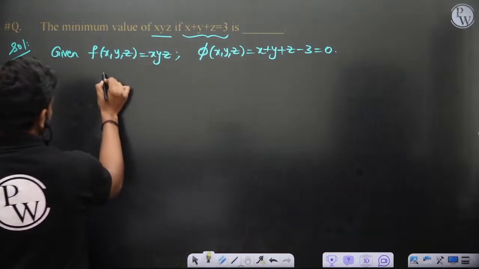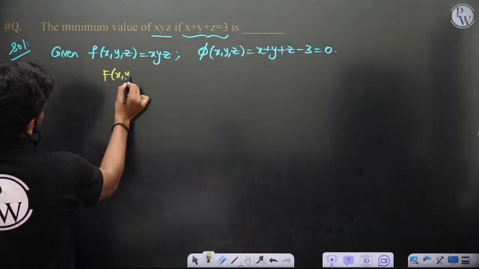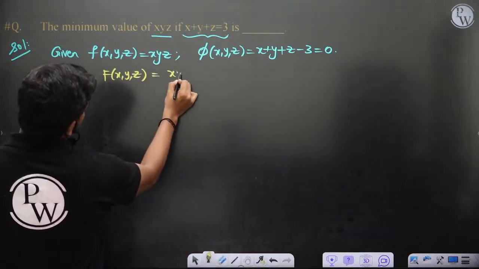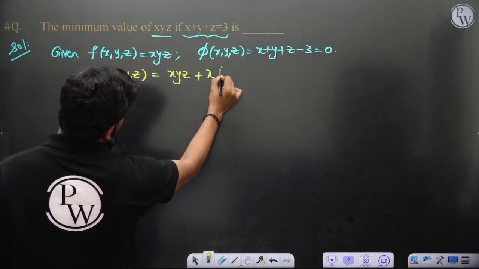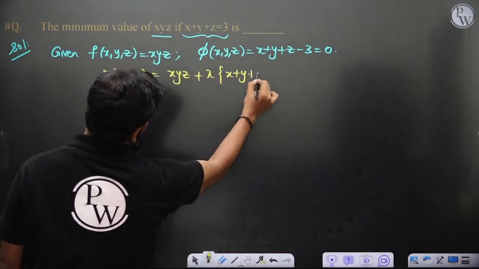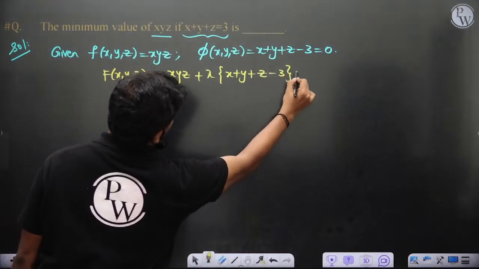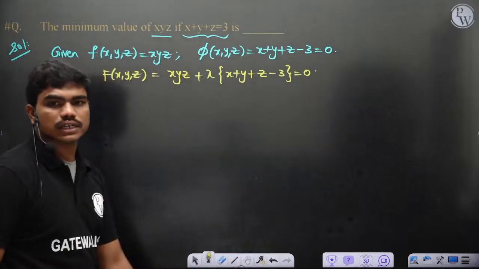So now if you form this function, plus lambda into phi, equal to 0 actually.